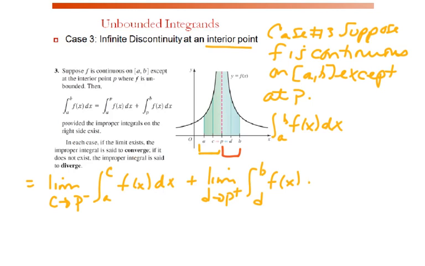And then we're going to examine the limit. Provided that both of the improper integrals on the right and the left exist, then this is said to converge. If one of them doesn't, or both of them do not, then this is said to diverge. So if both limits exist, the improper integral is said to converge. If not, it's said to diverge. So at this point, I think it's time for an example.